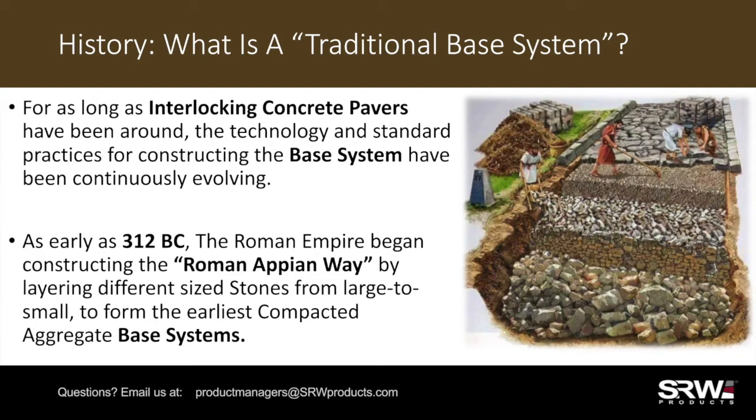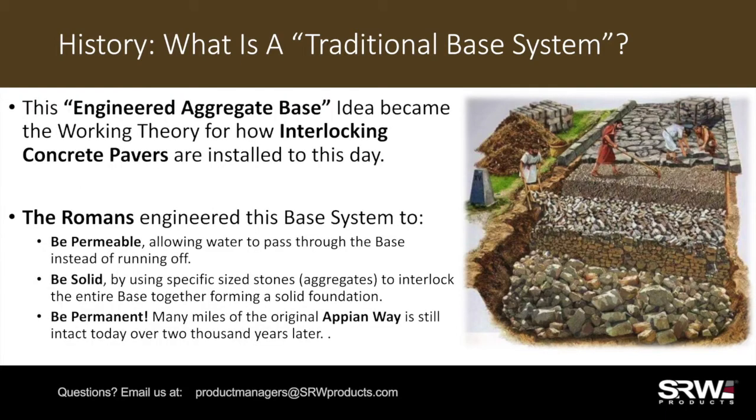This method of using different materials and aggregates to provide structure dates back to as early as 312 BC, when the Roman Empire began construction on a road network known as the Roman Appian Way, by layering different sized stones to form the earliest compacted base systems. This engineered aggregate base idea became the working theory for how interlocking concrete pavers are still installed to this day.